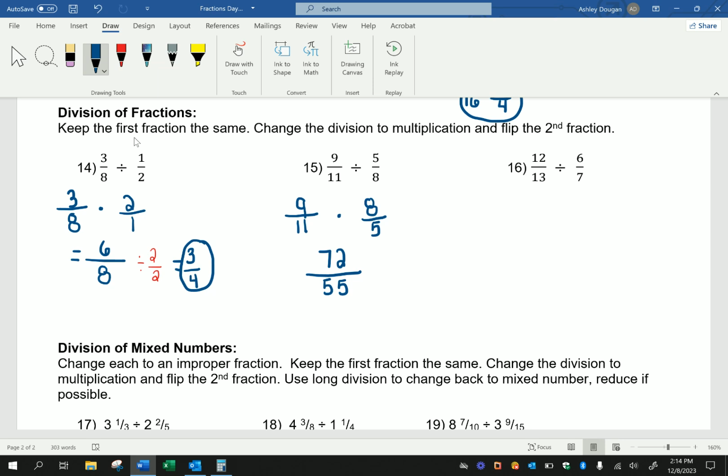But if you do leave it as a fraction, we need to make sure that this is in simplest form. And this is. It's not going to simplify any further. So I can accept this answer.